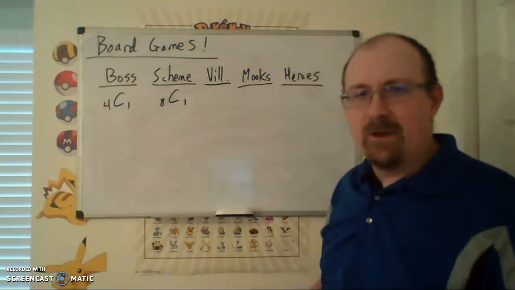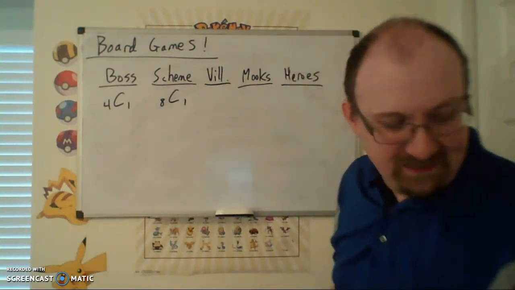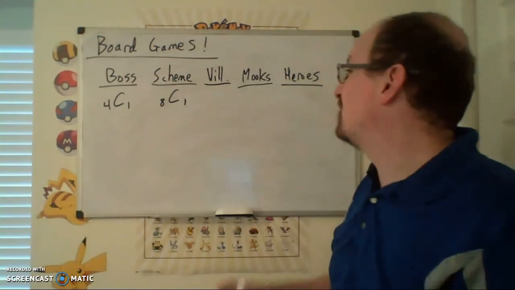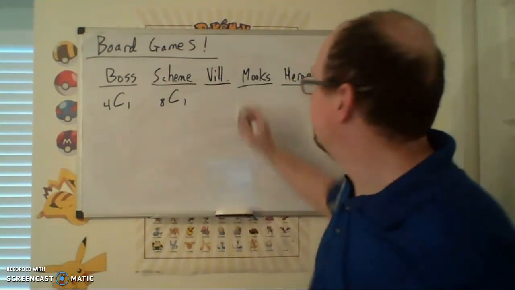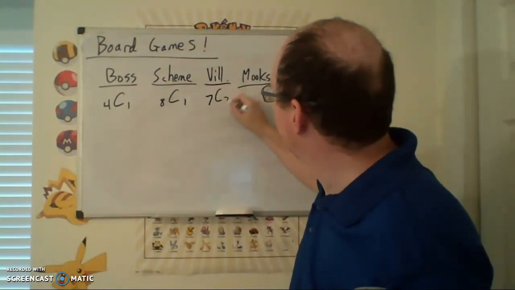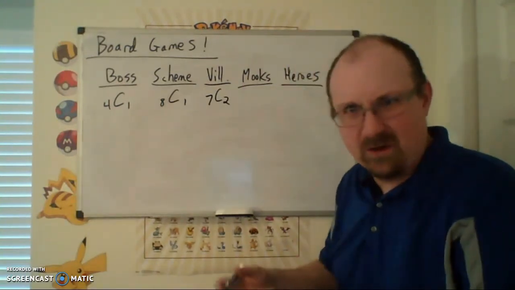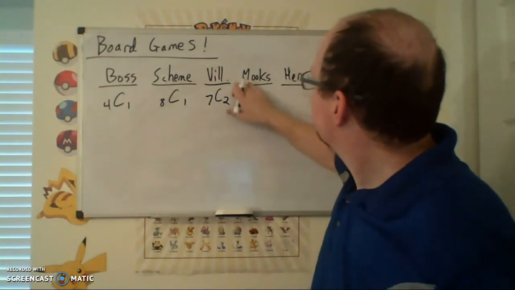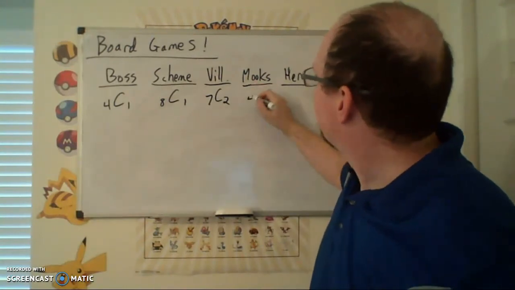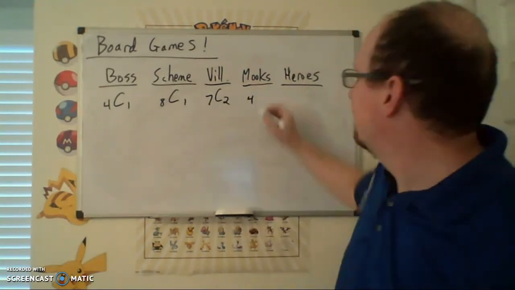All right. So now moving on, we got our boss, we got our scheme. In terms of the villains, there are 7 possible factions of villains in the box, and of those, we got to pick out 2. So 7C2. The order's not going to matter. These guys all get shuffled together the same. The henchmen, the mooks. There are 4 groups of them, and again, we pick out 2.